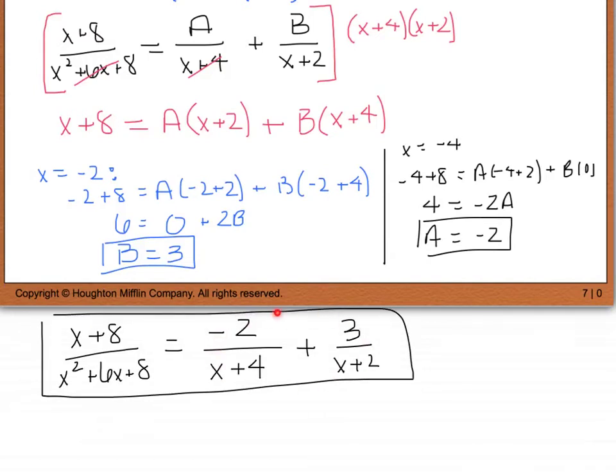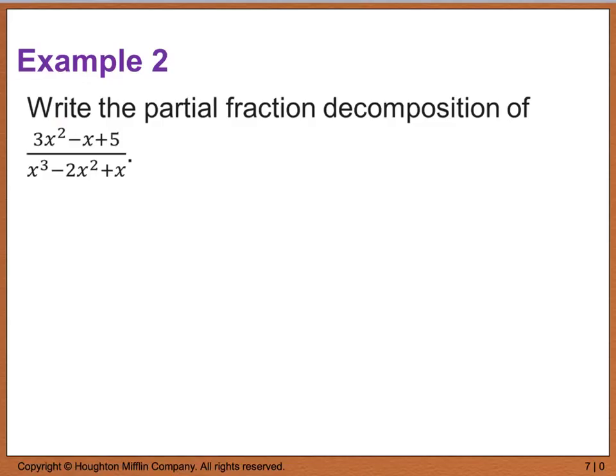And again, if you were to add these two together, get your common denominators, you will end up with this right here. Example 2 says to write the partial fraction decomposition of 3x squared minus x plus 5 divided by x cubed minus 2x squared plus x.